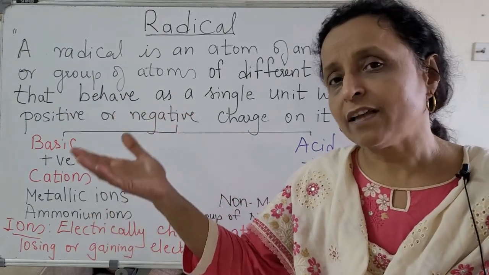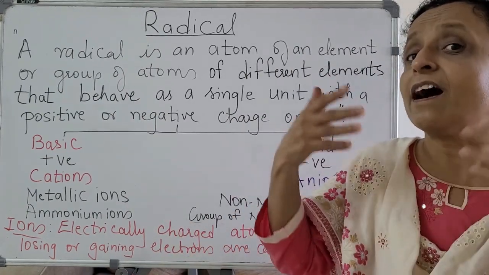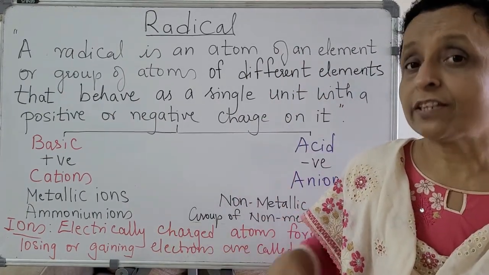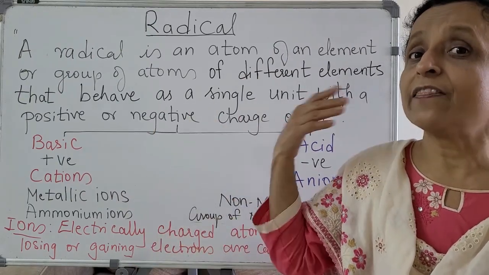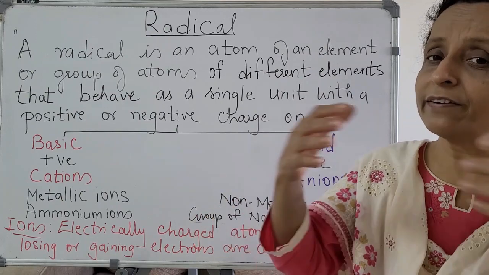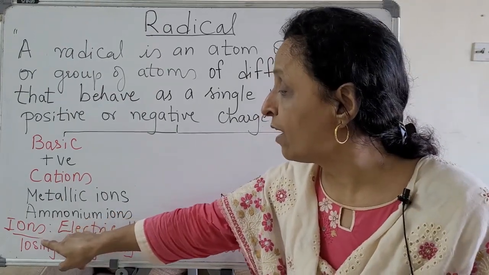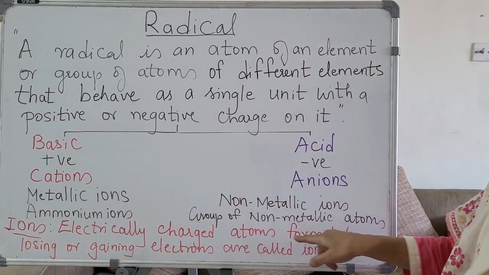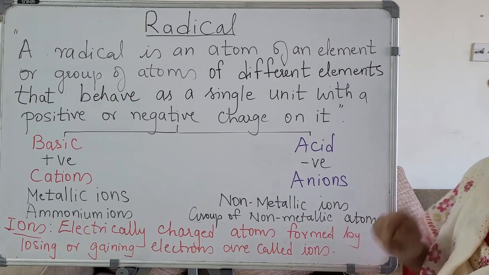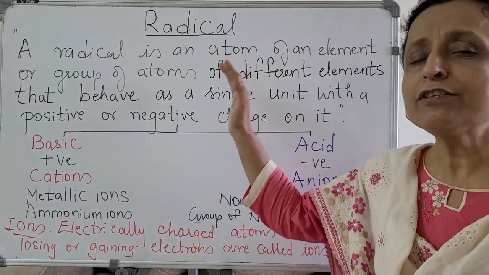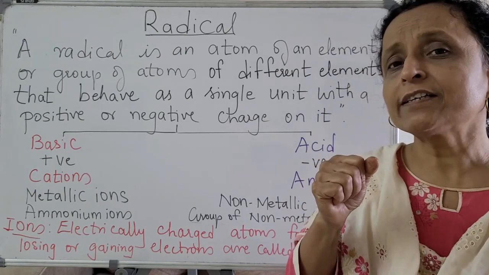Now, these ions, they are radicals. They are charged atoms. They are electrically charged. They have positivity or negativity. Same things. And that leads to the chemical reaction. So, here the definition of ions: electrically charged atoms formed by losing or gaining electrons are called ions. You have understood that it has to have charge, positive or negative.